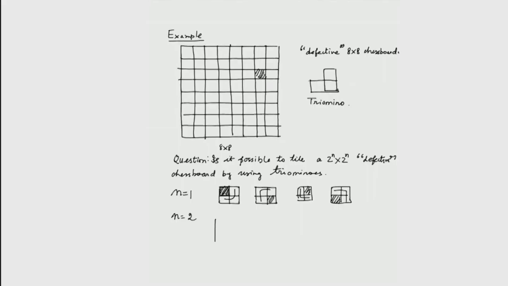by tiling I mean that I want to cover the chessboard by triominoes, and distinct triominoes must not intersect, that is, they must not overlap. That is something that we have to be careful about, and for n equal to 1 I have only a single triomino, so I can do this without any overlap. Now the question is what about a 4 by 4 defective chessboard. So, n equal to 2, so I have got a situation where I have got 4 by 4.